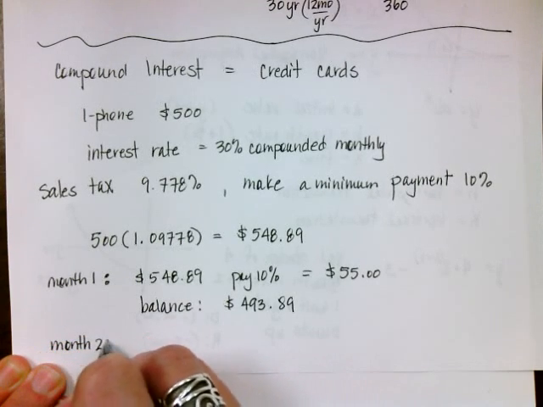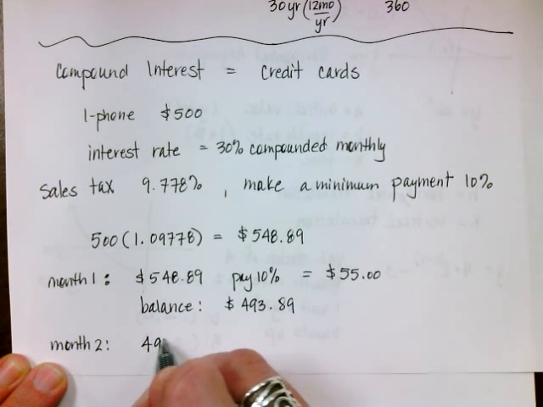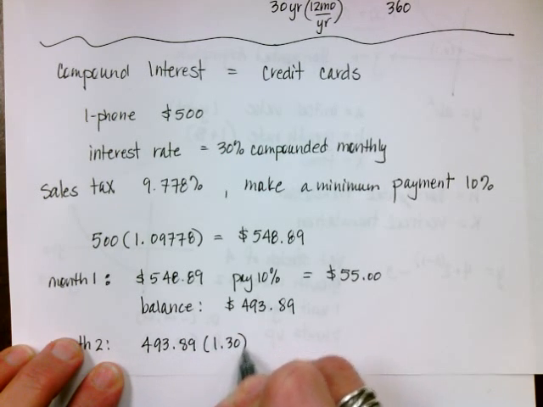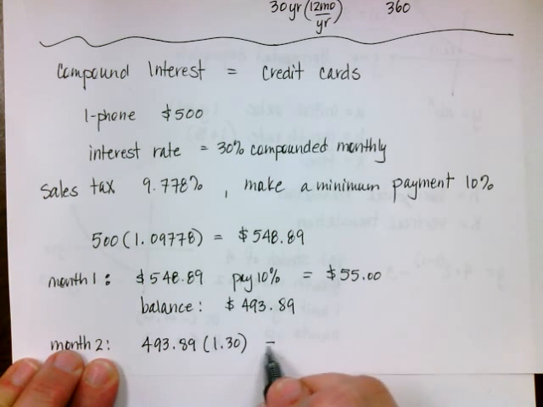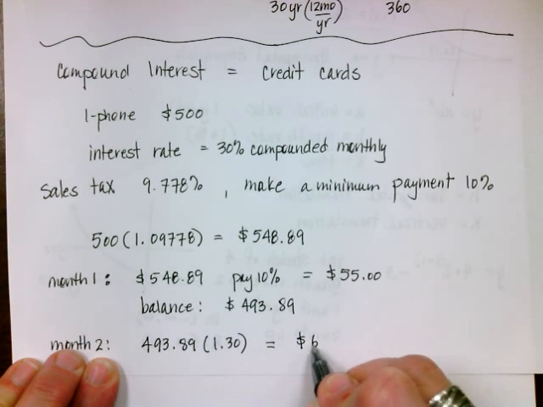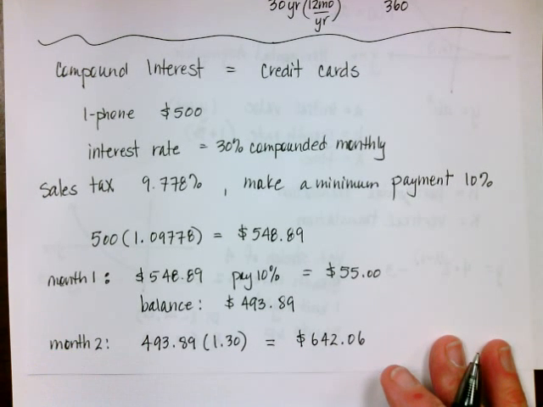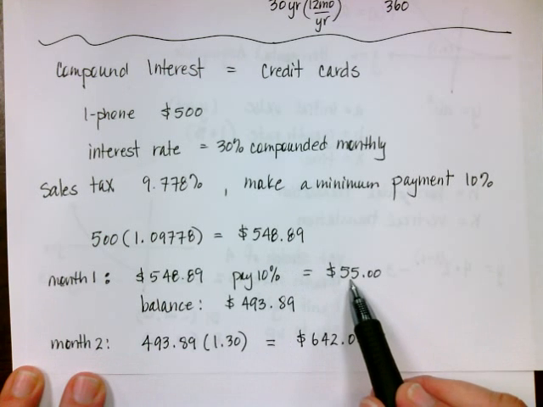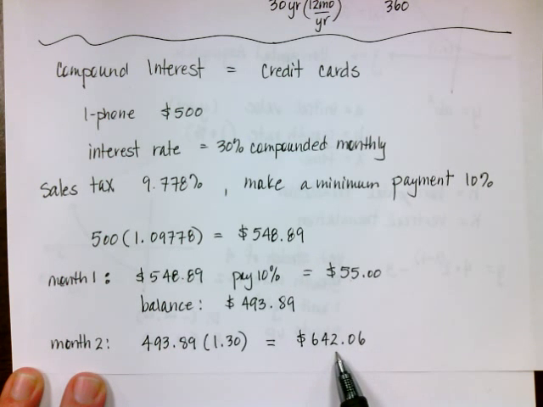So the second month rolls around, and I haven't made any new purchases, but now they take my previous balance of $498.89, multiply it by 1.30, which is the initial amount plus the 30%, and now in the second month I owe $642.06. But the stupid iPhone only cost $500. I've paid tax and I made a payment on it, and instead of decreasing, my bill is going up. Okay, so I'm going to go to my next page.